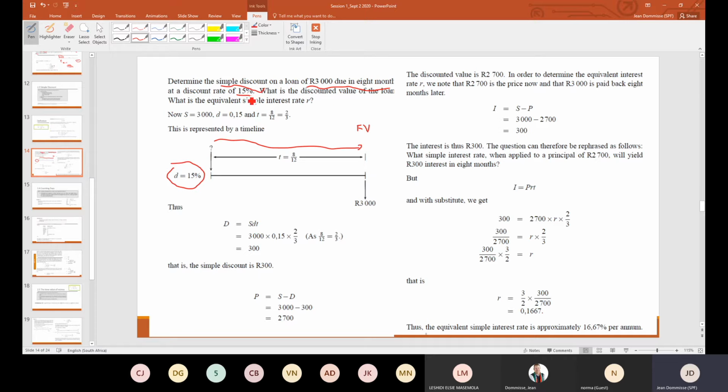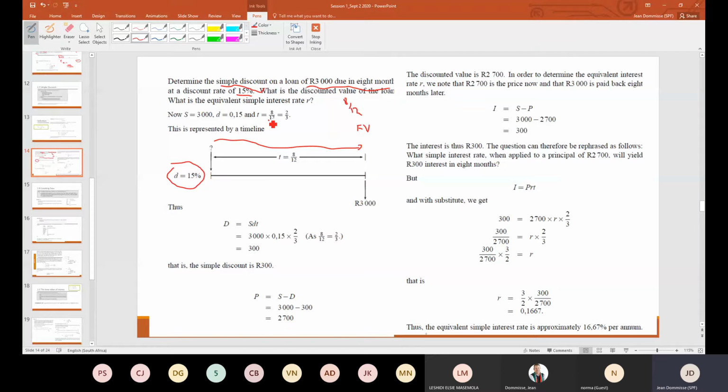They tell you the time. So the time is 8 months. So the 8 months is basically, remember, 8 divided by 12, as they've done there. So again, it's important that you transform whatever they give you into a yearly number, so that it becomes a decimal that you can work with. So I think that is important.